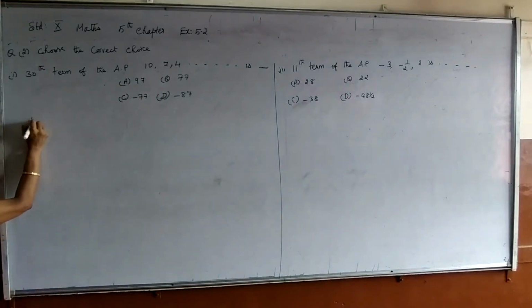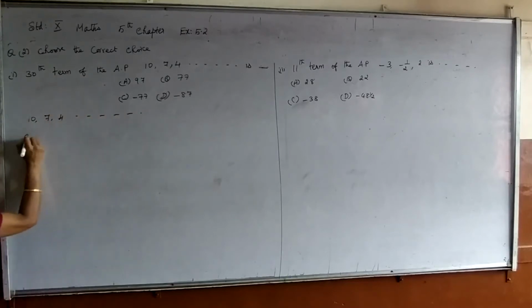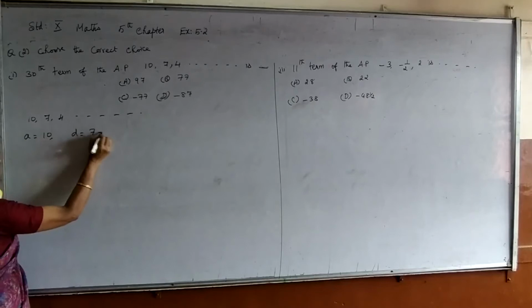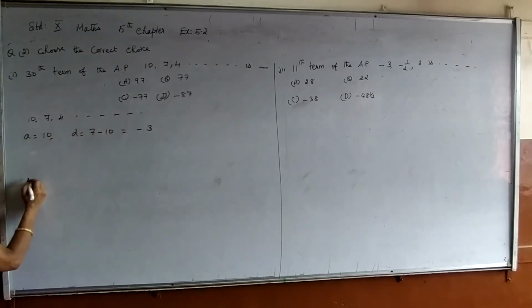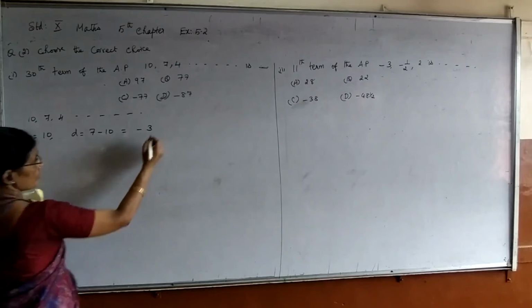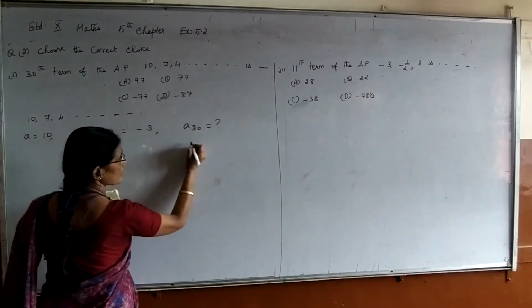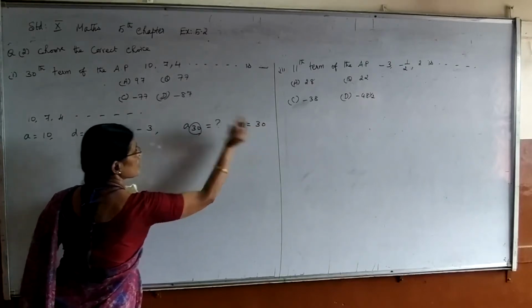So the sequence is given as 10, 7, 4. From this we can identify A and D. A is equal to 10, D is 7 minus 10, which is equal to minus 3. 30th term is asked. What do you mean by 30th term? A30 is asked. Therefore, what is n? n is equal to 30.